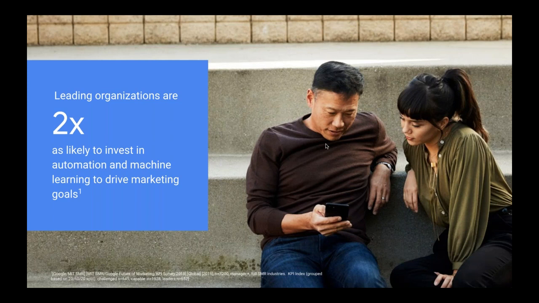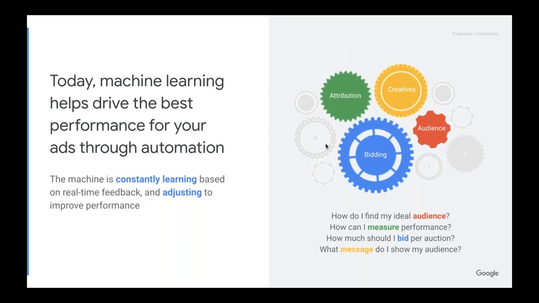And with machine learning present in many Google Ads solutions, it can actually be easier and faster to take advantage of that. As I said, today machine learning is present across Google solutions, together helping advertisers achieve the best performance for their campaigns by showing the right message to the right customers in the moment of need. And machine learning does the work to answer basically all of your marketing questions. How do I find my ideal audience? In the world of targeting, for example, we utilize machine learning to find people who aren't your customers but should be.